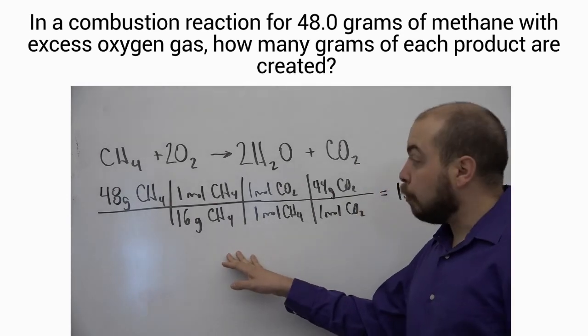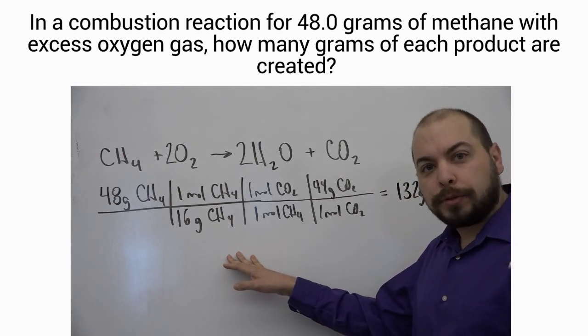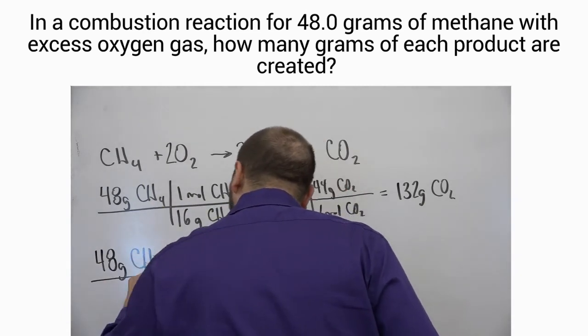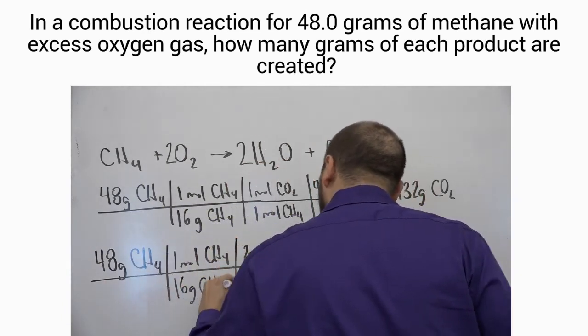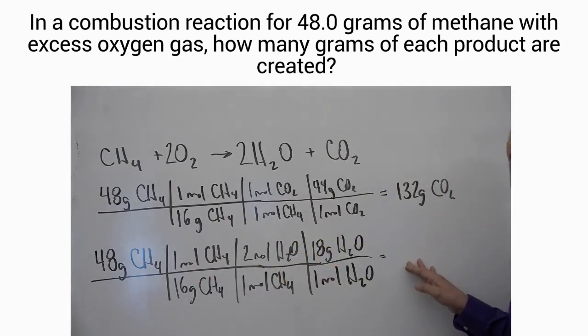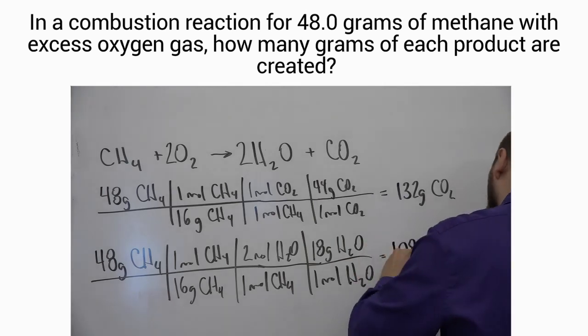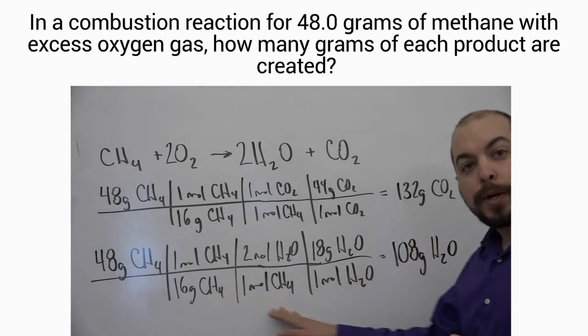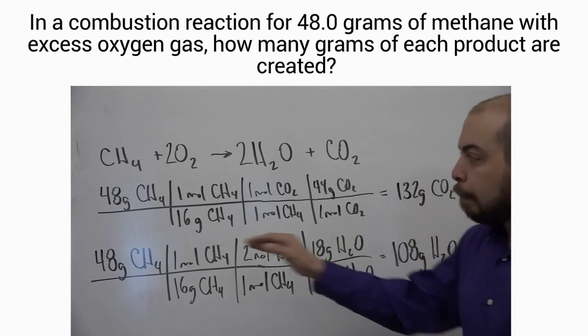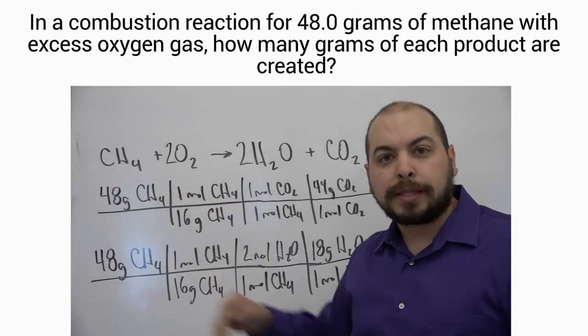With water, we're going to go through the exact same method, so I won't talk you through it. We'll just solve together. And the answer to this is going to be 108 grams of water can be produced. So here we have our combustion analysis, where we have produced 132 grams of carbon dioxide, 108 grams of water, both from 48 grams of methane to start.